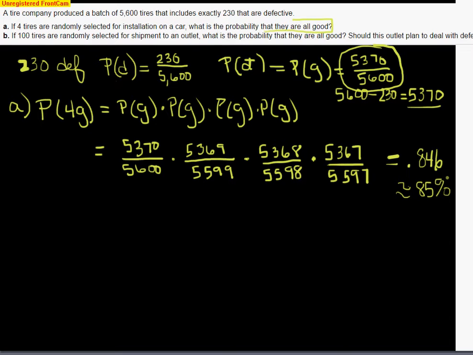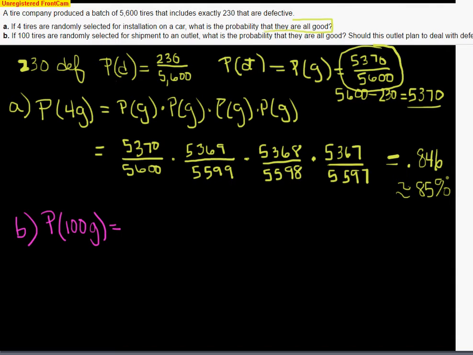All right, let's take a look now at letter B. Letter B says if 100 tires are randomly selected for shipment to an outlet, what is the probability that they're all good? So now we have to find the probability of 100 good tires. Now, if we use this method up above, that could take us all day. So I'm really not up for that.